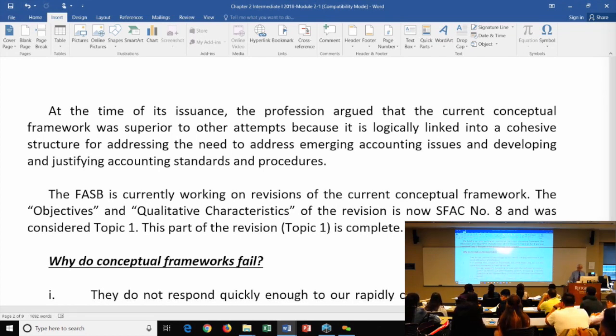Number one is that maybe we don't respond quickly enough to changing environments, so that globalization, increase in technology, and social standards may not necessarily be met quickly enough.